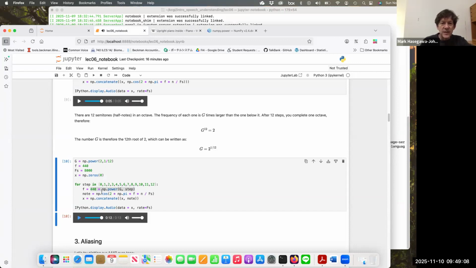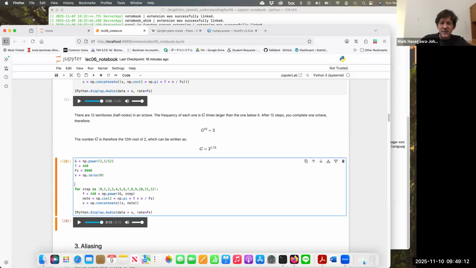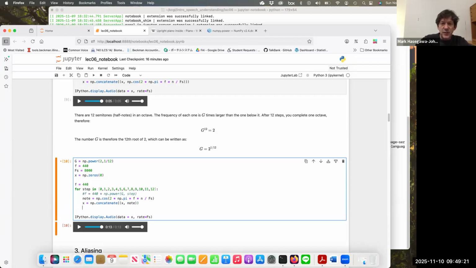If you don't like using NumPy power here, you can do it the same way by just starting out with f equal to 440. And then every time we go through this, we'll multiply f by g one more time. So when I finish, I set f equal to g times f. And each time, that will multiply the previous frequency times 2 to the 1/12th power.